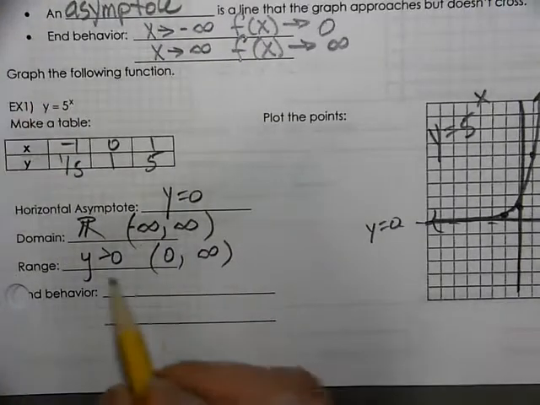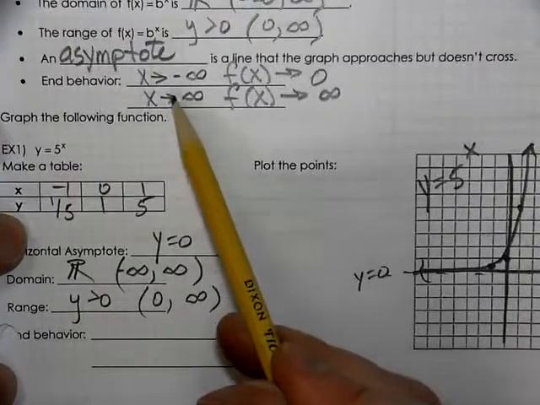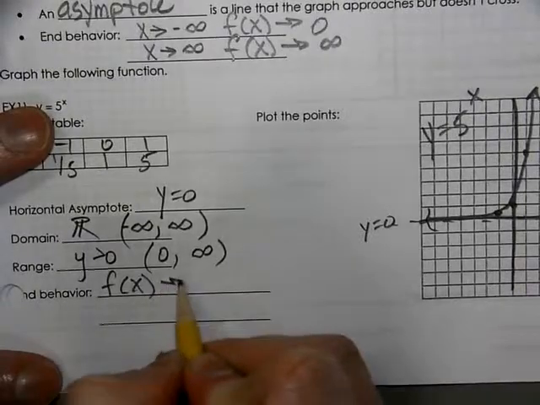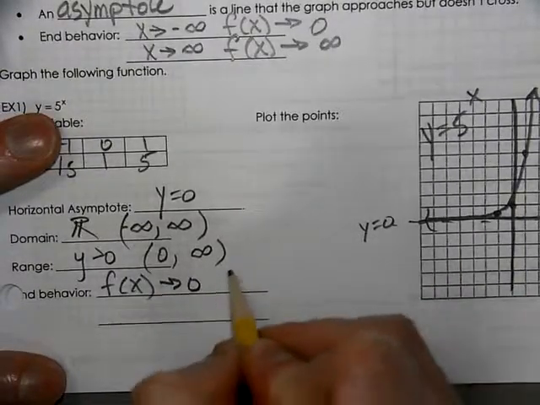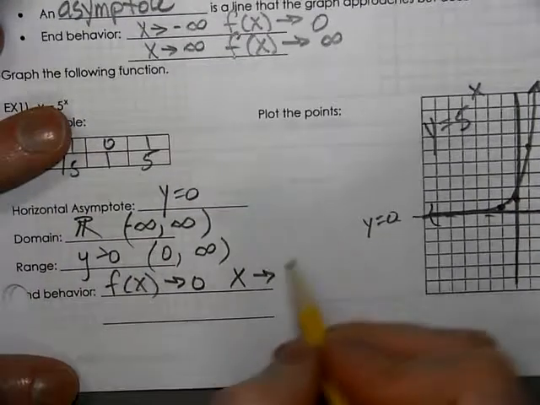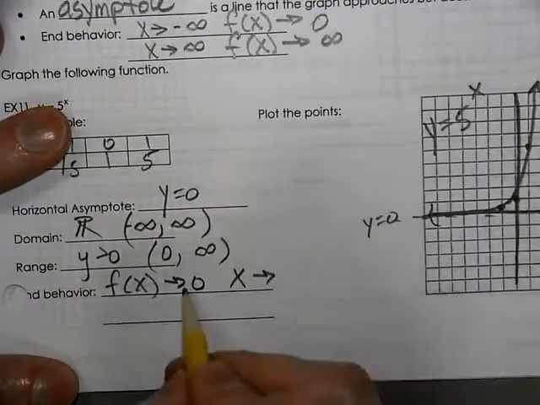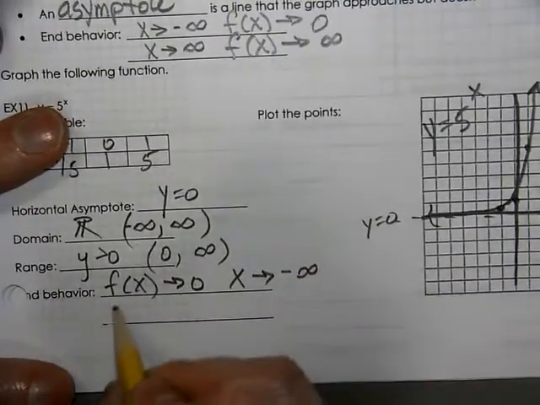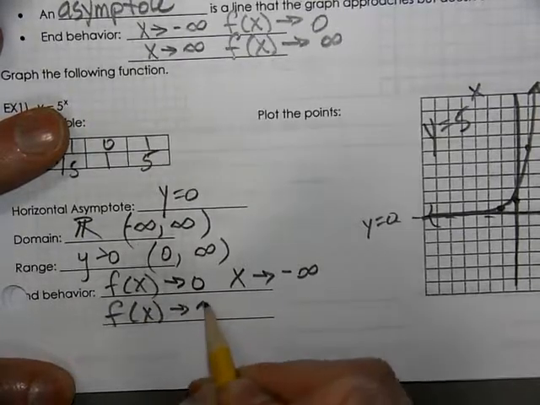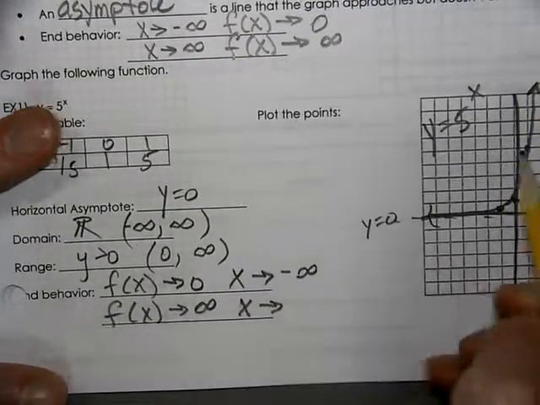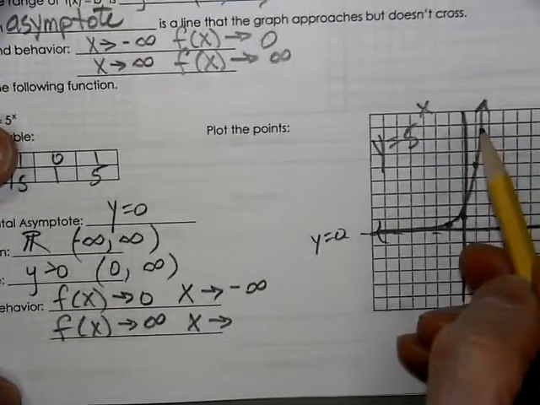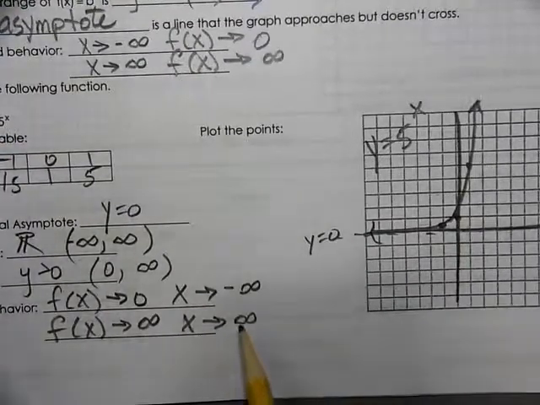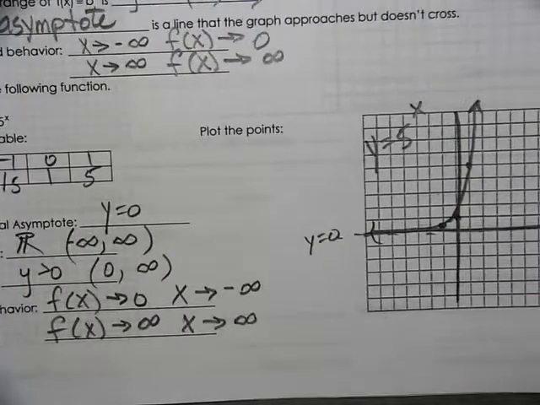The end behavior. Another way you'll see end behavior written, I often like to write it with x first, but sometimes you'll see it written as f of x. So f of x approaches 0 as x approaches, and that's heading to the left, negative infinity. The function gets to 0 when x is heading to the left. The function approaches positive infinity as x moves to the right, so that would be positive infinity. You may put a plus sign for positive infinity, or you can just leave it as infinity.